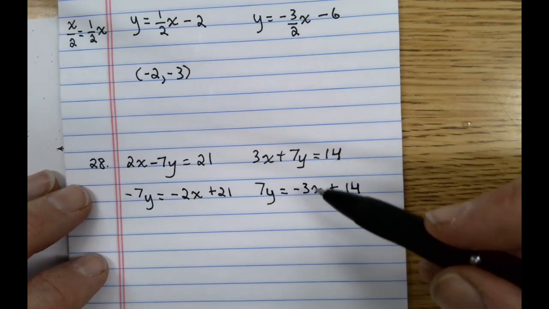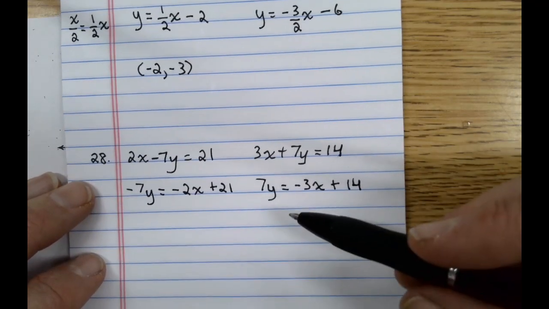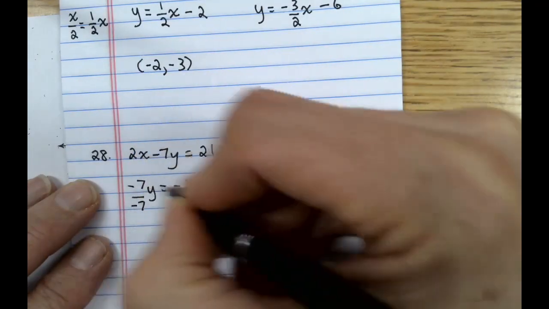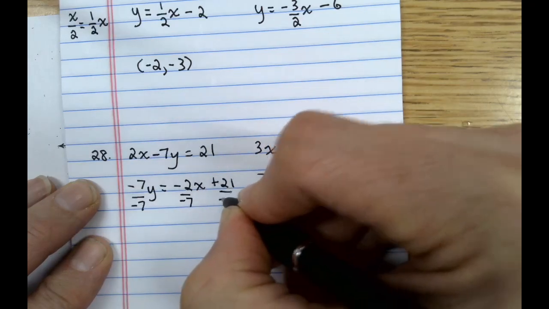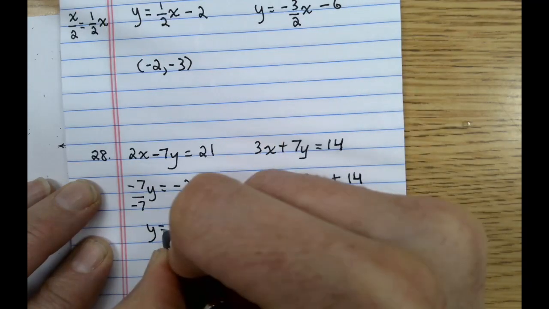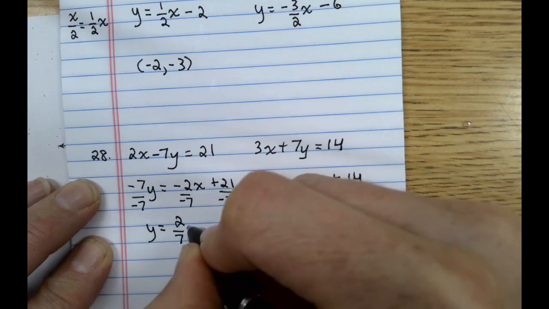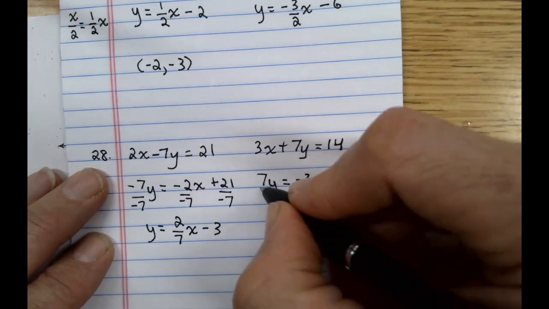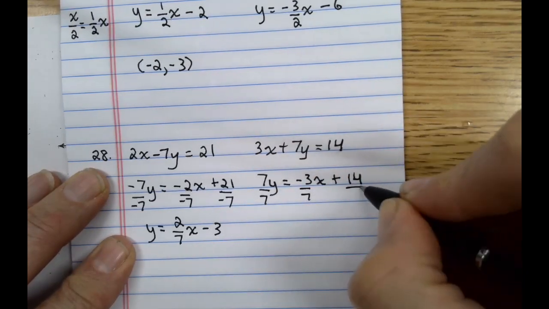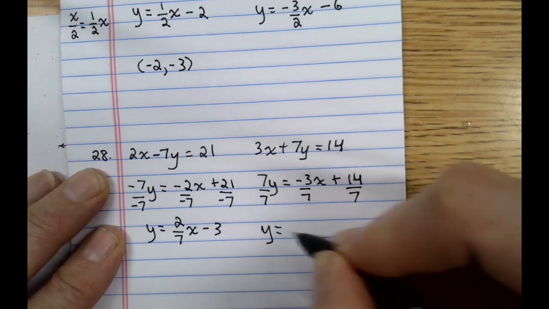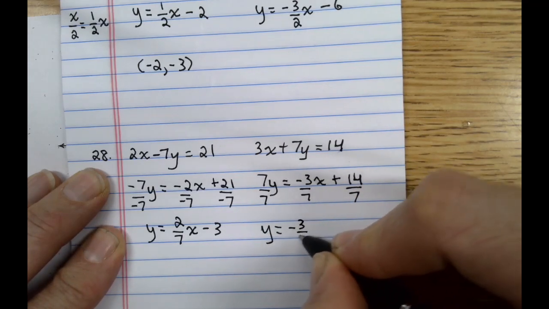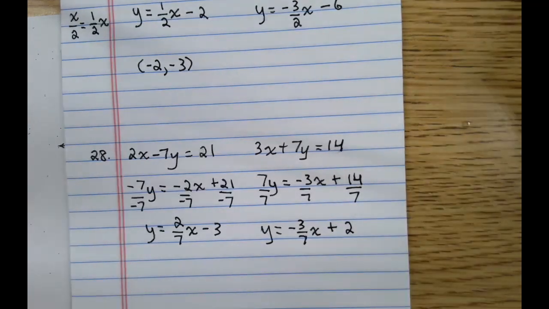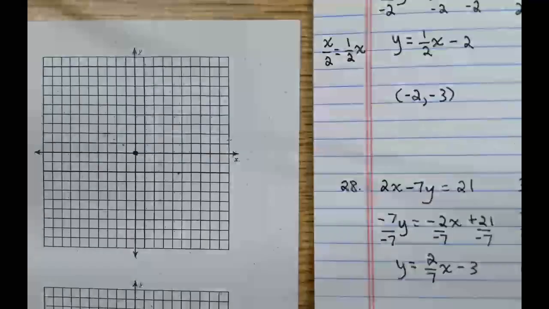Now the problem isn't too different from 26, because I can put these in slope-intercept form with one more step, right? In this equation to the left, I'm going to divide everything by -7, being mindful of the sign, so this is going to become a positive 2 over 7x minus 3. All right, and then over here, dividing everything by 7, again, being mindful of the signs, I get y equals -3 over 7x plus 2. And now I'm ready to start graphing. So let's see what we get.